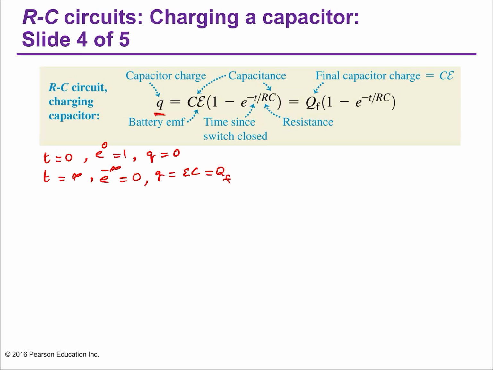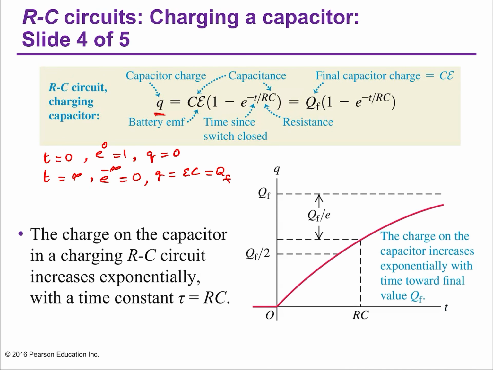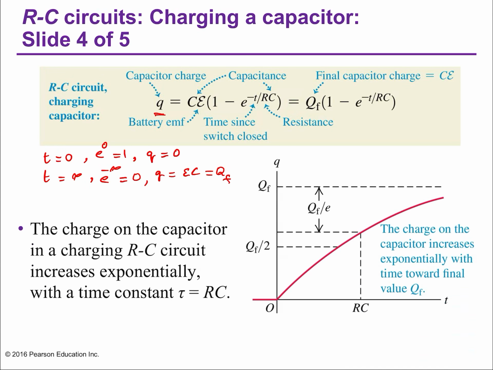Now we can go ahead and graph the change of Q as a function of time, and get the exponential behavior shown on a graph. As you can see, the charge on the capacitor will reach the final value QF at that point, and the initial charge is 0 at that point.